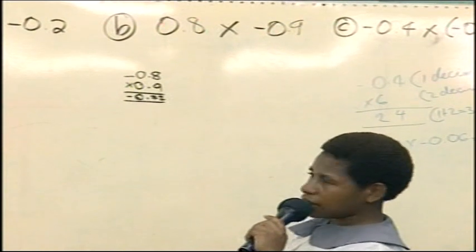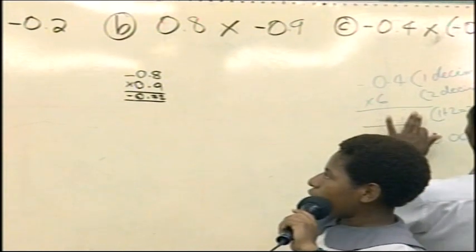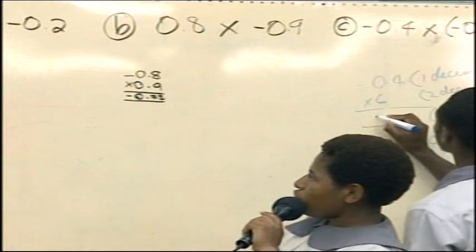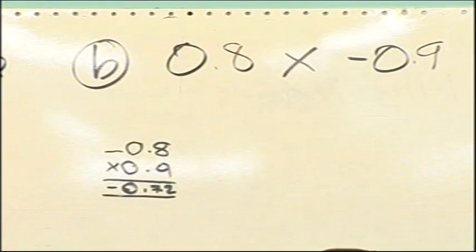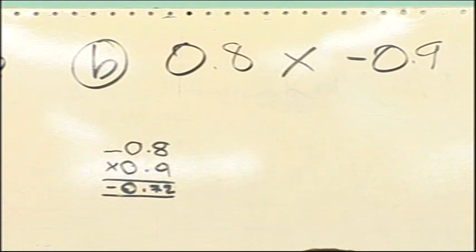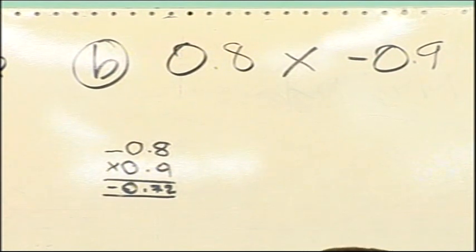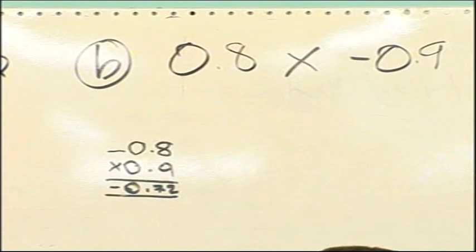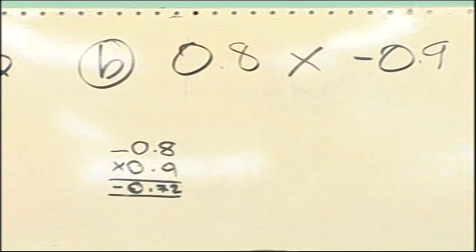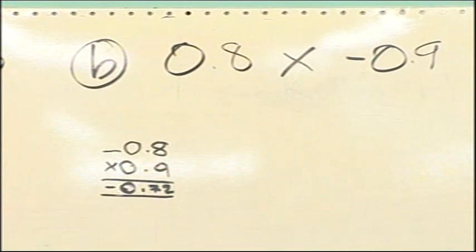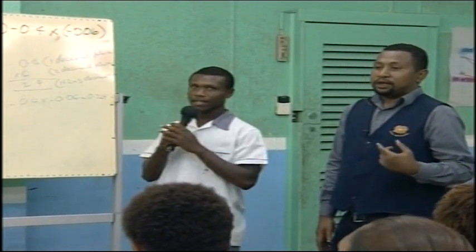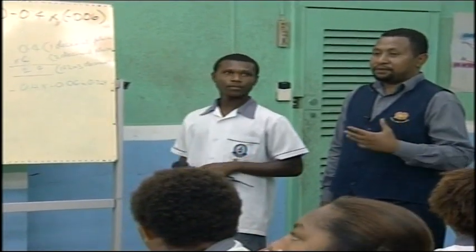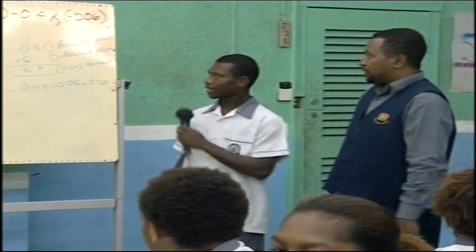Negative 0 times negative 0 equals 0. Negative 8 times negative 9 equals 72. Answer is 0.72. Thank you. Okay, last one. Receiving students and 7Es, the last one. After the last presentation, you are going to tell me if the 3 presentations are okay. Okay, the last one.